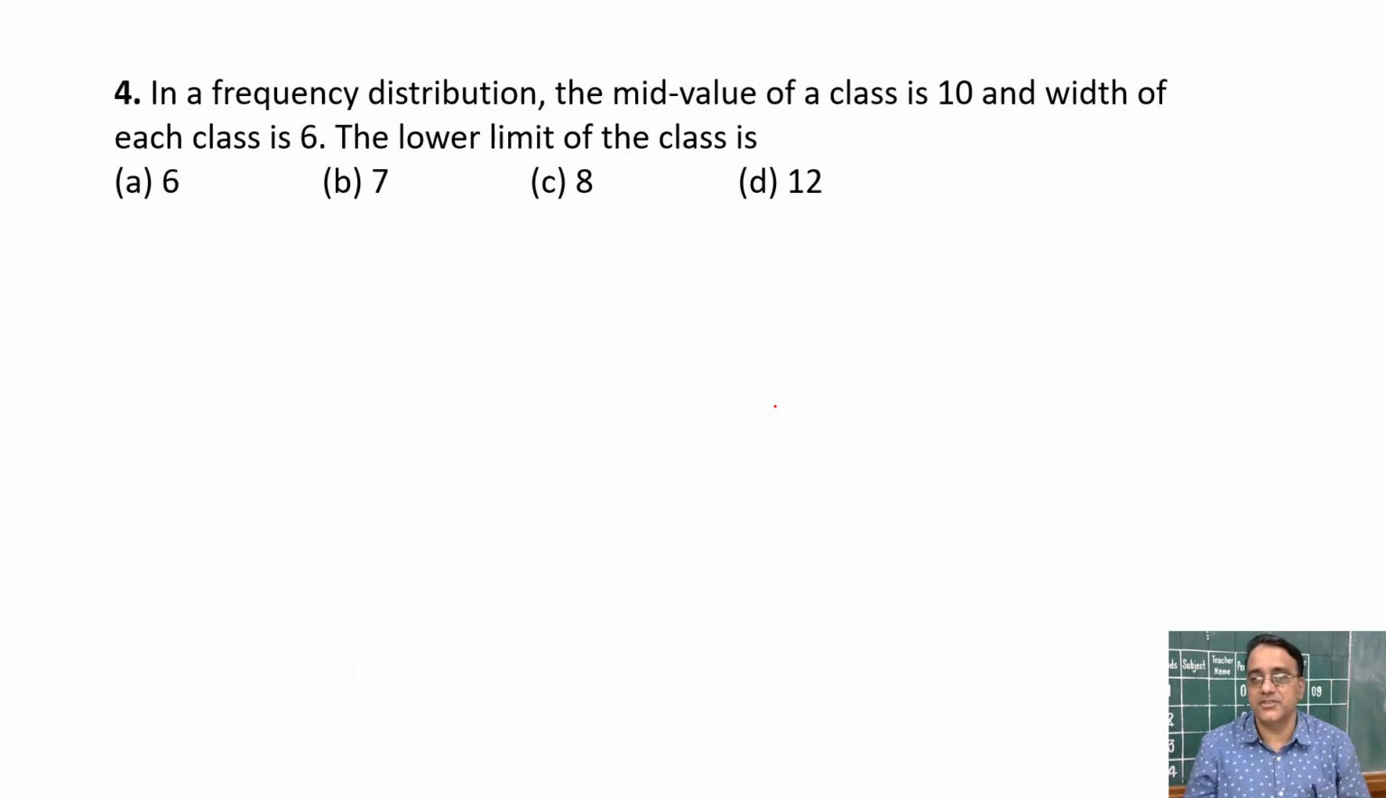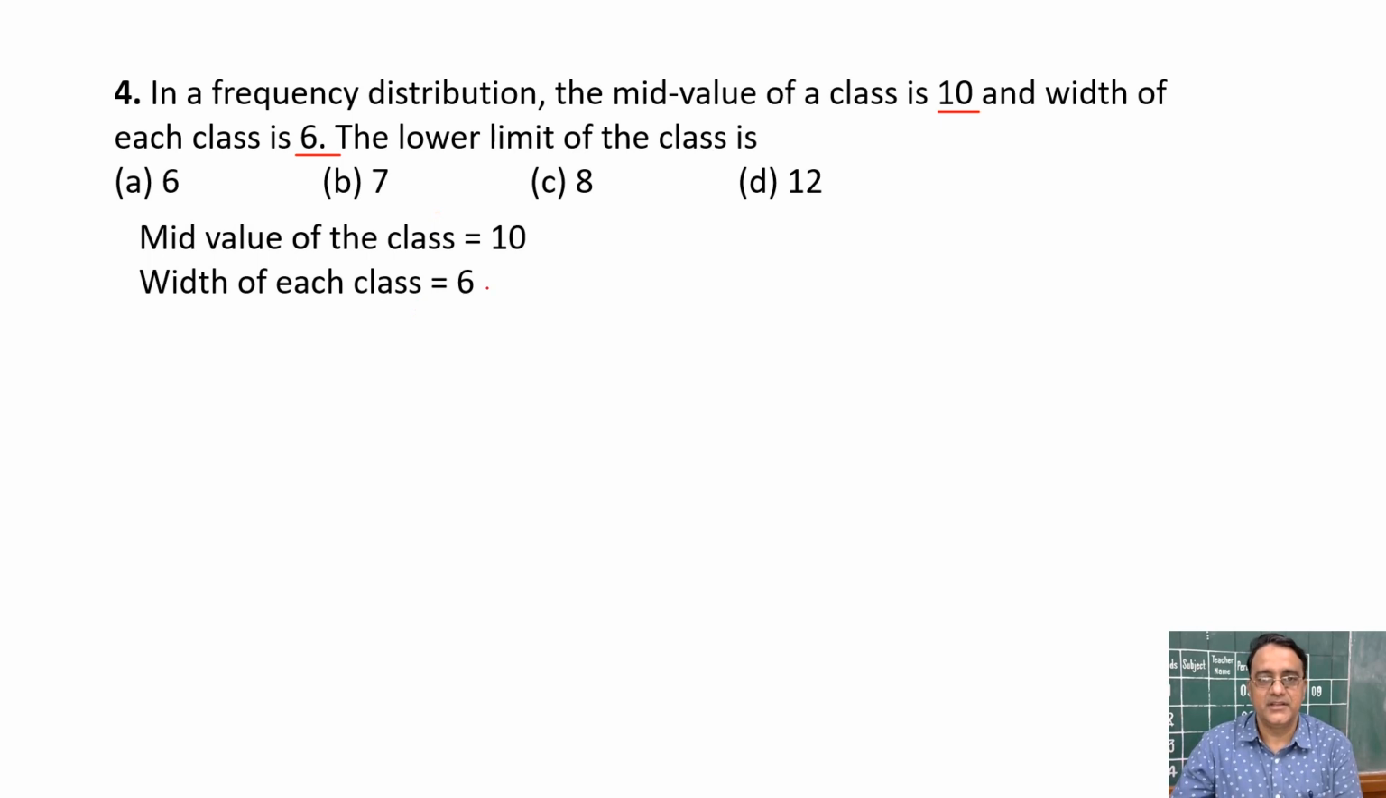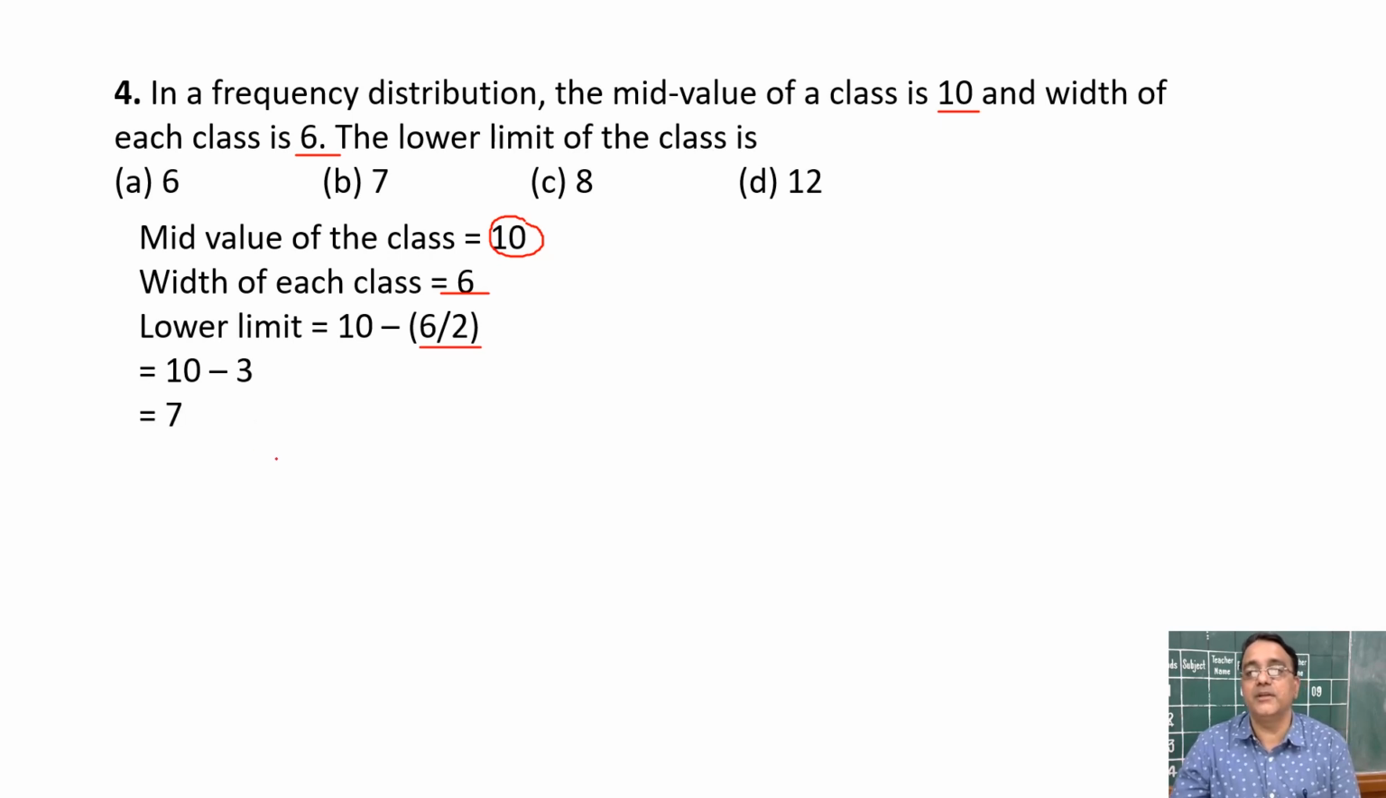In a frequency distribution, the mid value of a class is 10 and the width of each class is 6, right? So mid value is given 10 and the class size is given 6. So what we will do, for lower limit, we will subtract half of the class size from the mid value, and for upper limit we will add, right? So lower limit is 10 minus 6 by 2. So 6 by 2 is 3. So 10 minus 3 is 7. So 7 is the lower limit of the class.